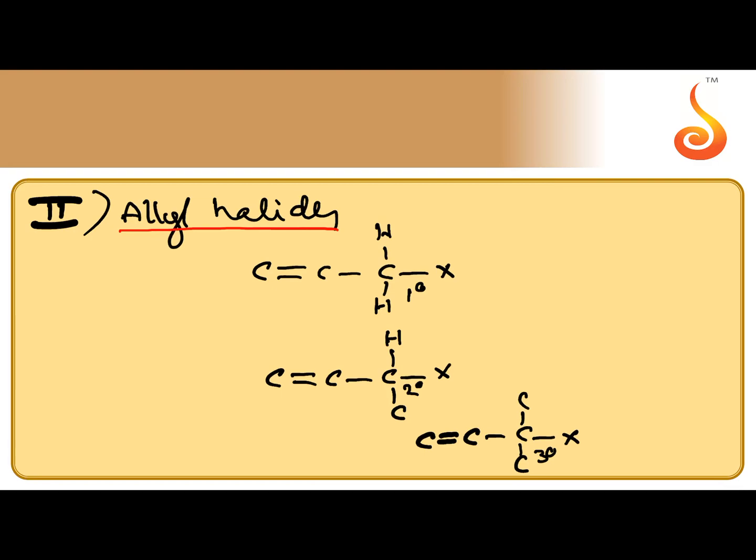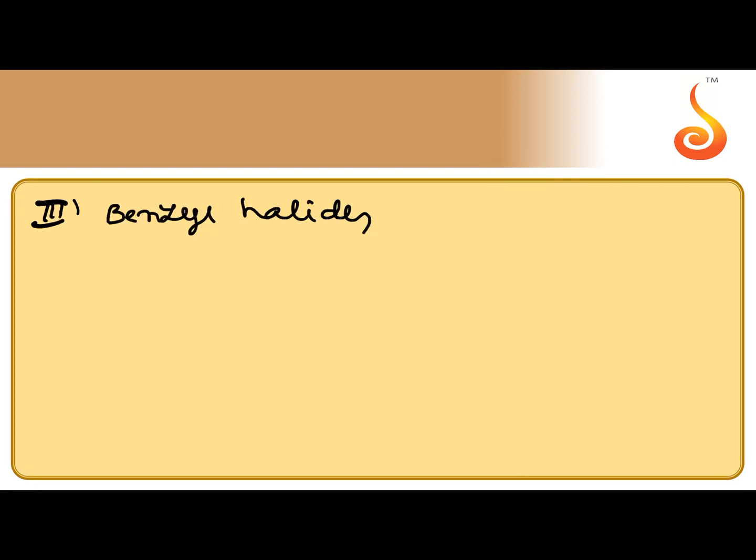Similarly, if the halogen atom is attached to an sp3 carbon which is an allylic carbon. So we know what is allylic carbon: the sp3 carbon which is directly attached to a doubly bonded carbon is called allylic carbon. If halogen is attached to allylic carbon, that is an allyl halide. That allylic carbon may be 1 degree, may be 2 degree, may be 3 degree. So allyl halides are again divided into three types.